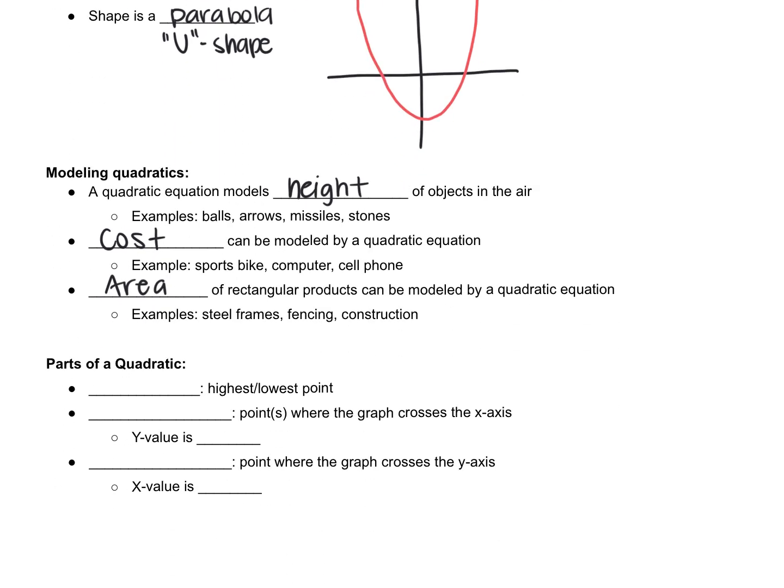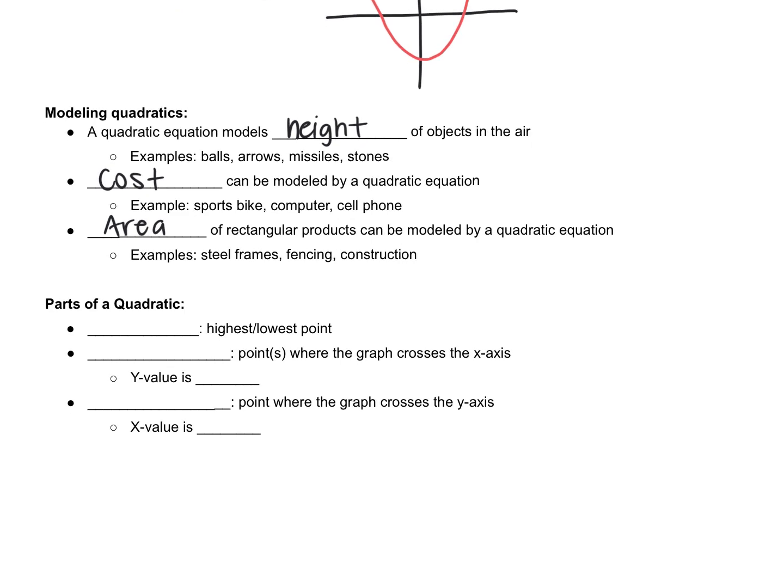Along with our quadratic, there are some very important parts of it. The first one is our vertex, and that is the highest or lowest point of a quadratic. It does depend on which direction the quadratic is opening whether it's a highest point or a lowest point. We have our x-intercepts.